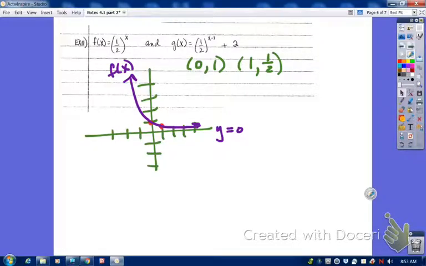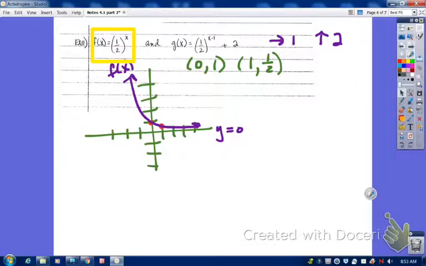That is your parent function, and what's the transformation on the g of x? Okay, to the right one and up 2. Did anybody think that we were going to do a shrink? The 1/2 makes me think we're going to do a shrink, but what's the difference about this 1/2 than the 1/2s that we've seen before? It's in parentheses, and it's the base of the exponential equation. There's not a 1/2 being multiplied times your base. That is the base. Okay?